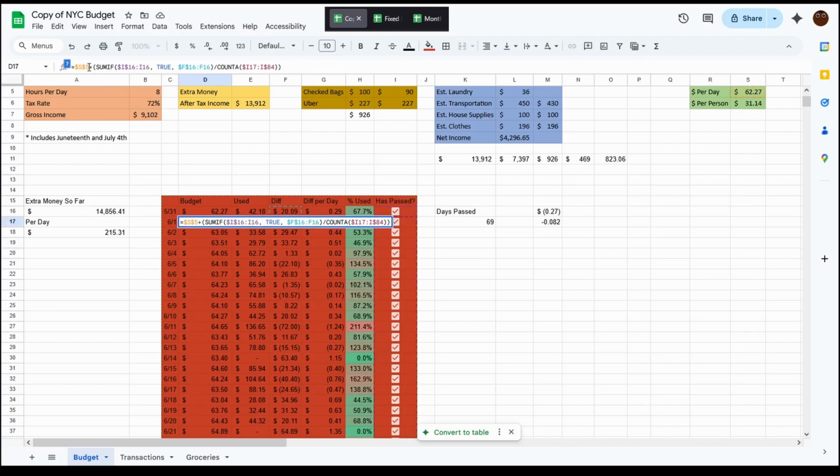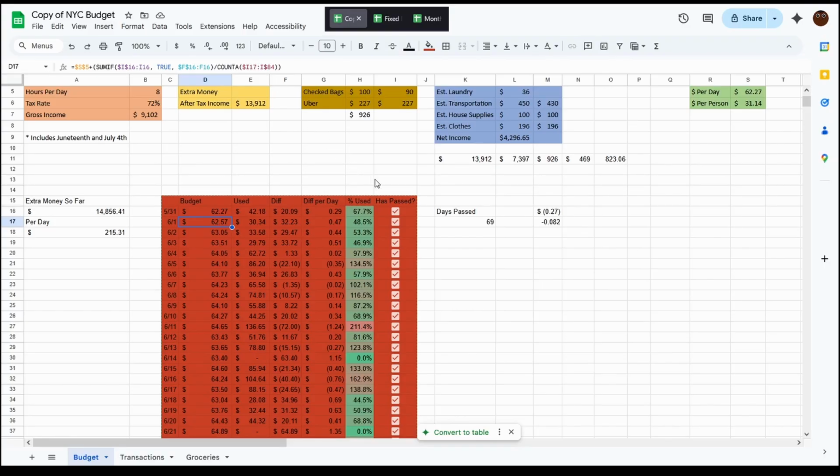So this is the main thing. This part here, this S5, is the budget per day. We already know that's off. Can't do anything about it right now. But the next part is the important part. He's checking from I-16 to I-16, which is basically taking everything before it and seeing if they're true. If it's true that they have passed, the day has been completely completed, you sum all of your differences and then you divide it by however many days you have left.